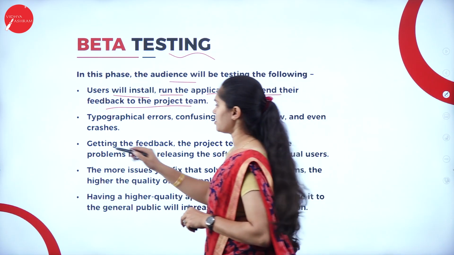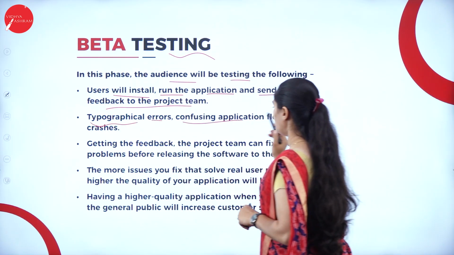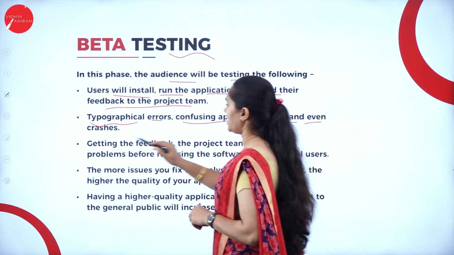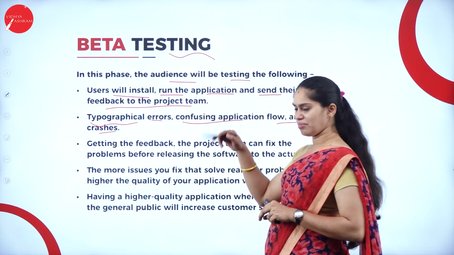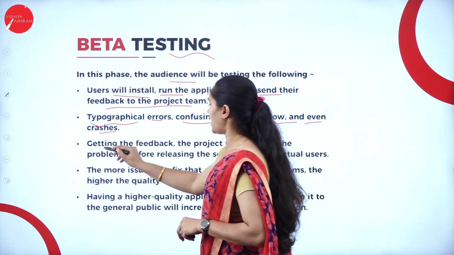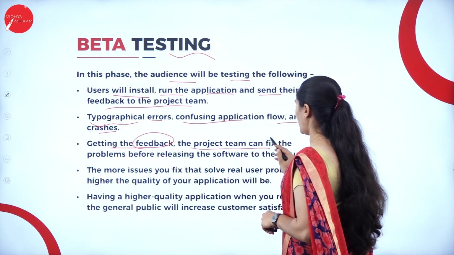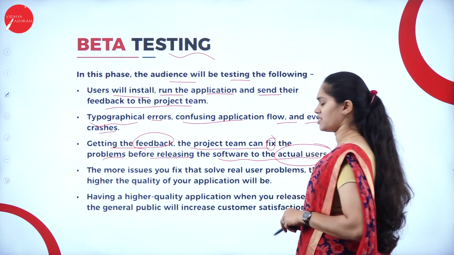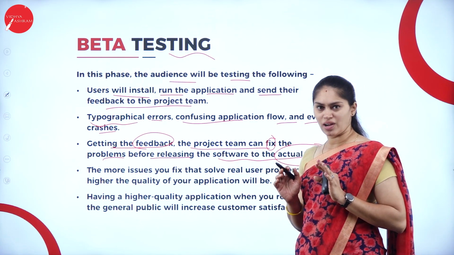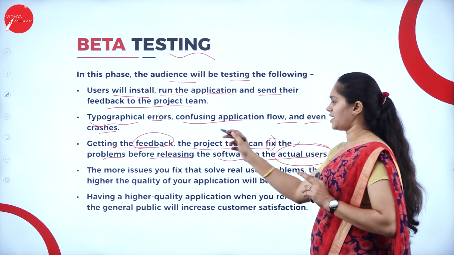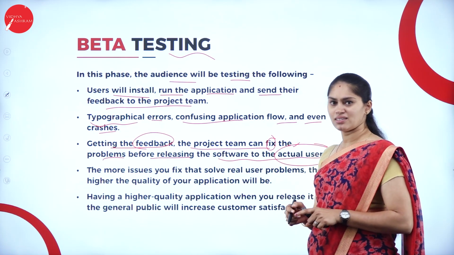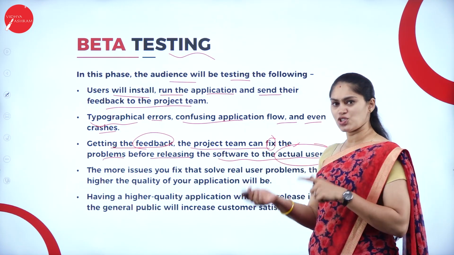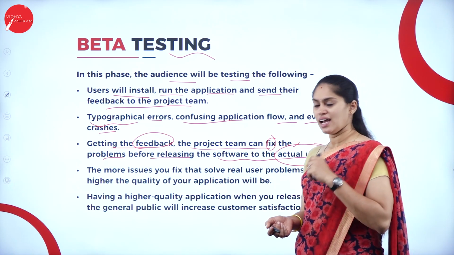And also it specifies typographic errors, confusing application flow, and even crashes. All these can be given as feedback to them, and after getting the feedback, the project team can fix the problems before releasing the software to the actual user. So it's like a premiere show, as I told earlier. They will take the feedback, fix those bugs or errors, and give it to the actual users once it is updated.